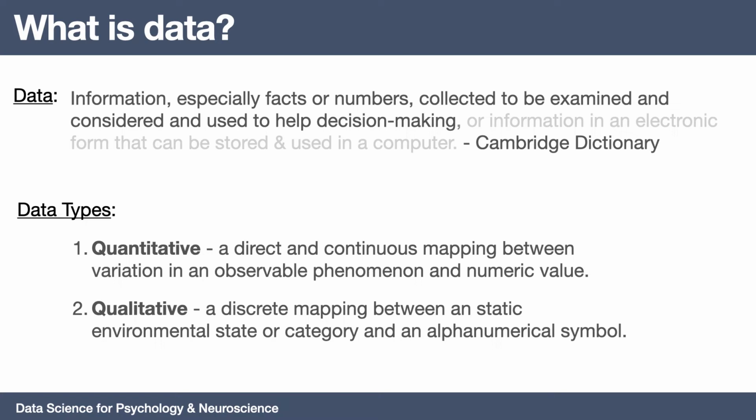This is contrasted with qualitative data. It's categorical data, essentially, a discrete mapping between a static environmental state or category and an alphanumerical symbol. So classification of group A or group B would be a qualitative or categorical description. Now, this gets to be important later when we start talking about data analysis, but it helps to keep in mind the two general classes of data, continuous and direct mapping versus qualitative and categorical.